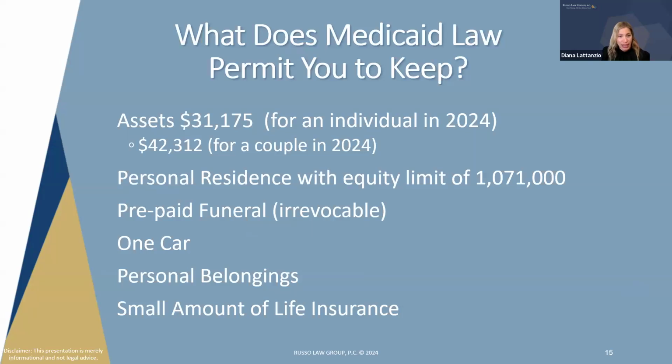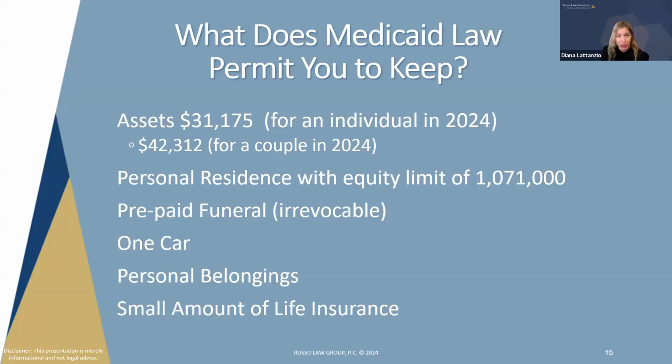So what you're allowed to keep are assets of $31,175. That's for an individual. If a couple is applying together, so sometimes we can't control when someone gets sick, and if a married couple gets sick at the same time and we need a joint application, then the asset test is a little bit higher for both individuals applying. That's the $42,312 number.